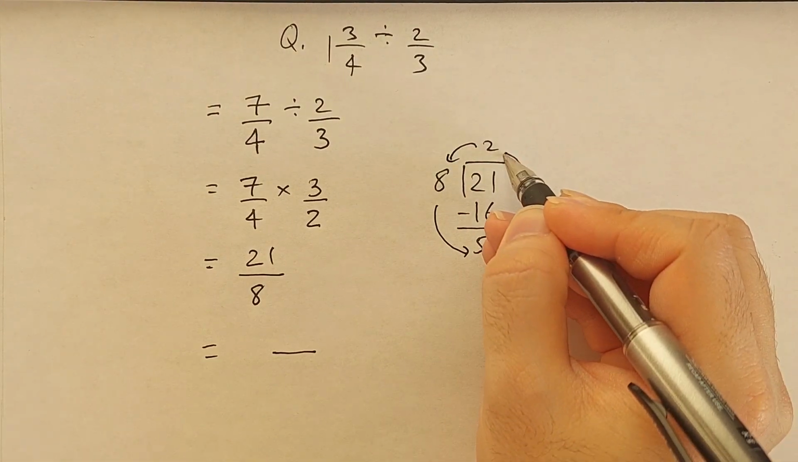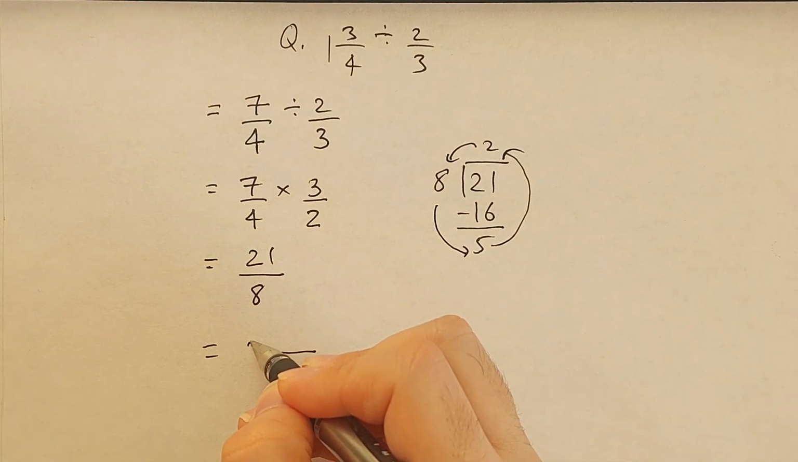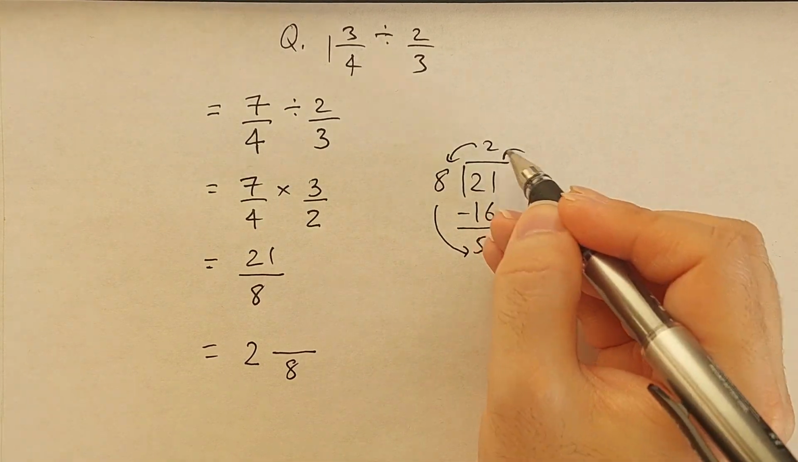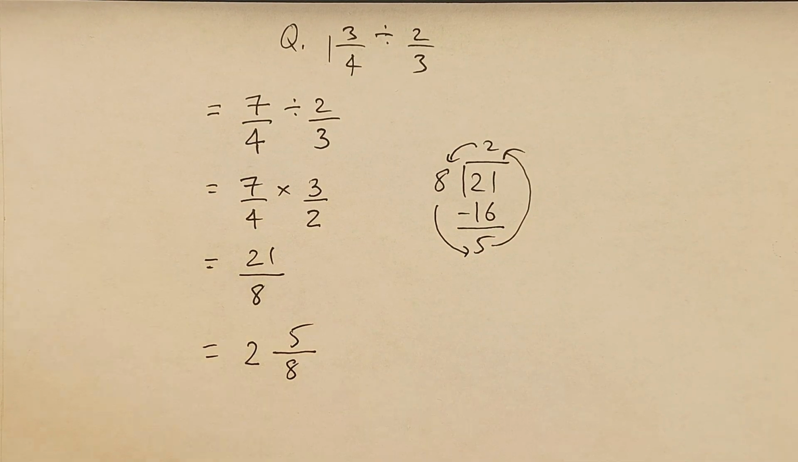We draw arrows like this. 2 goes to the left. 8 becomes the denominator, and 5 moves here to the numerator. So this is our answer, 2 5/8.